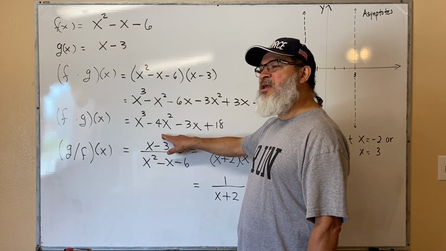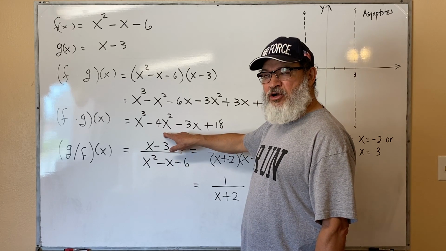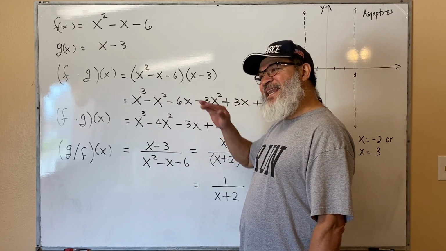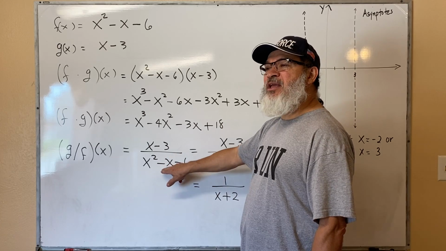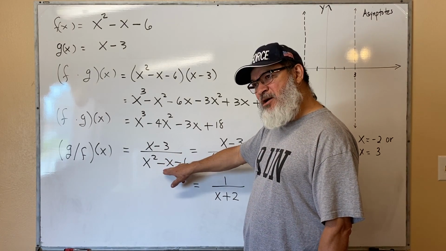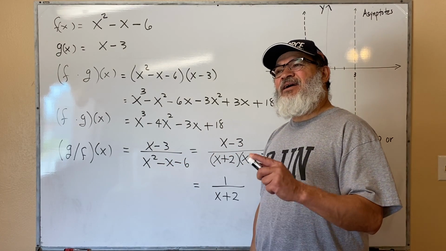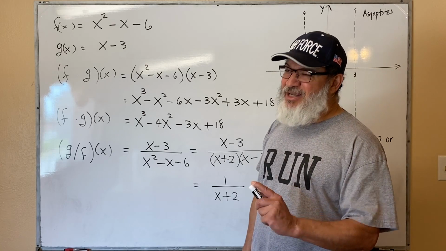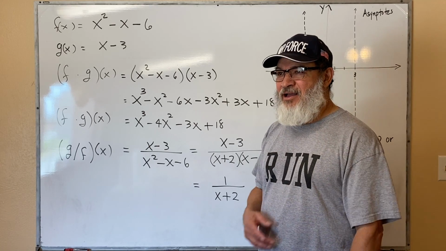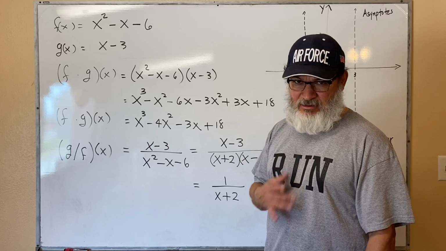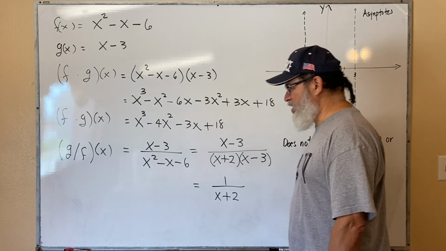By the way, when the degree of the numerator is less than the degree of the denominator, the horizontal asymptote is the x-axis. Okay, let me write that down.